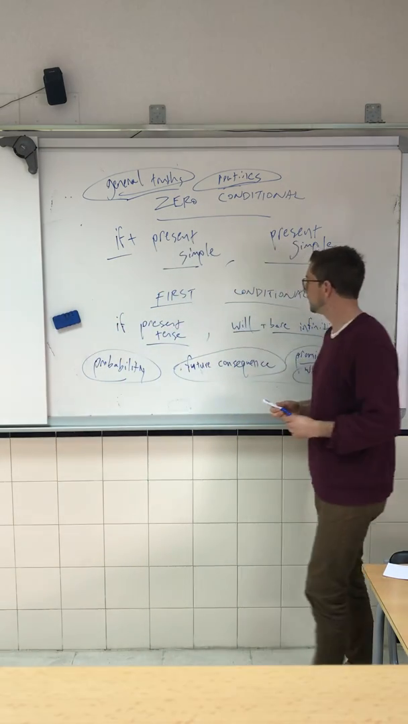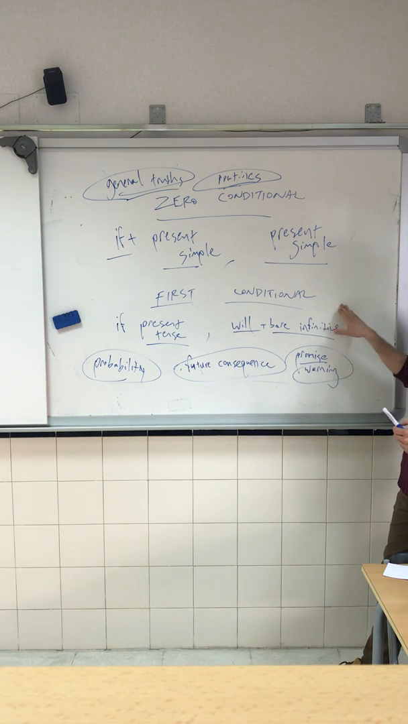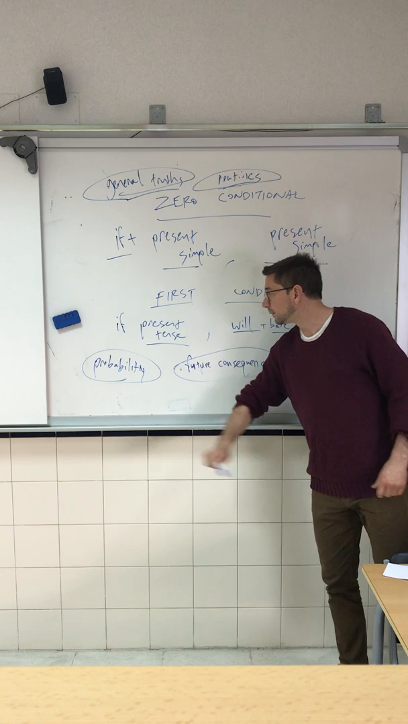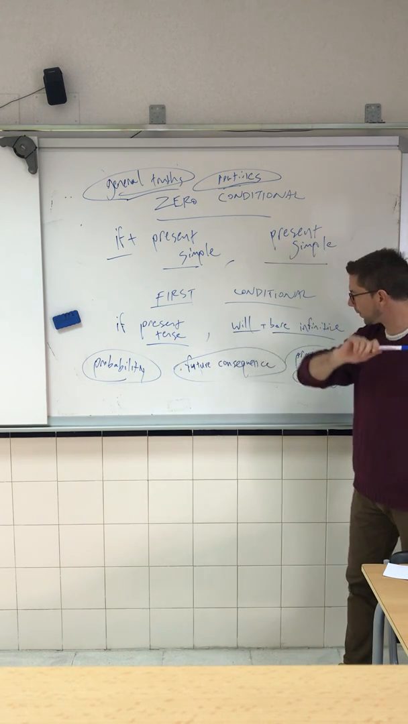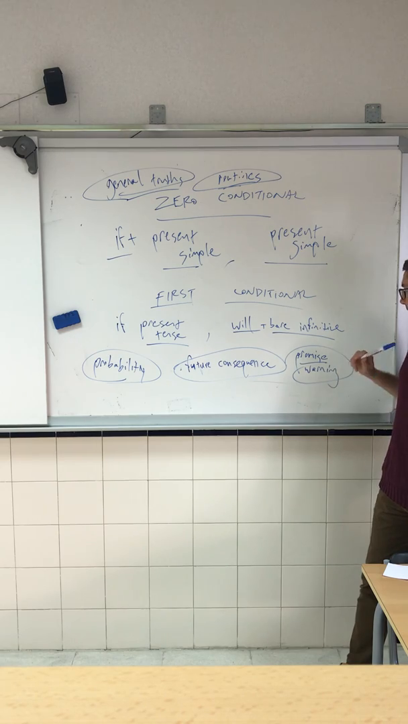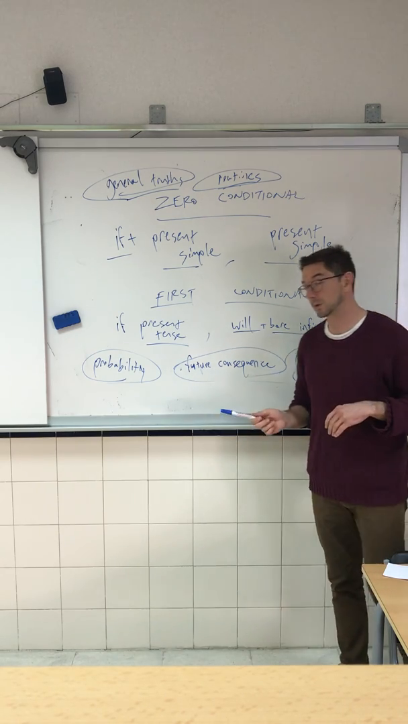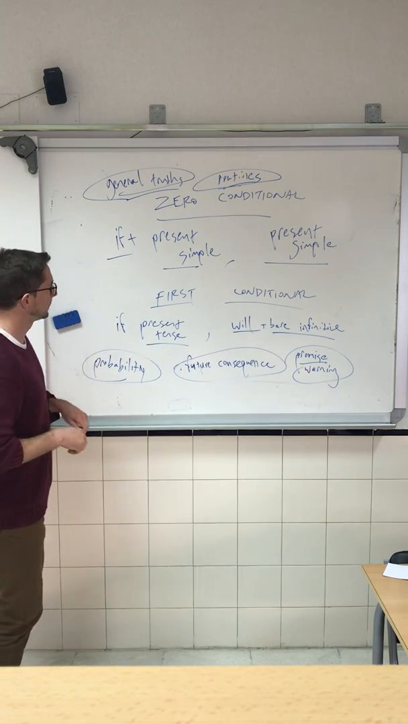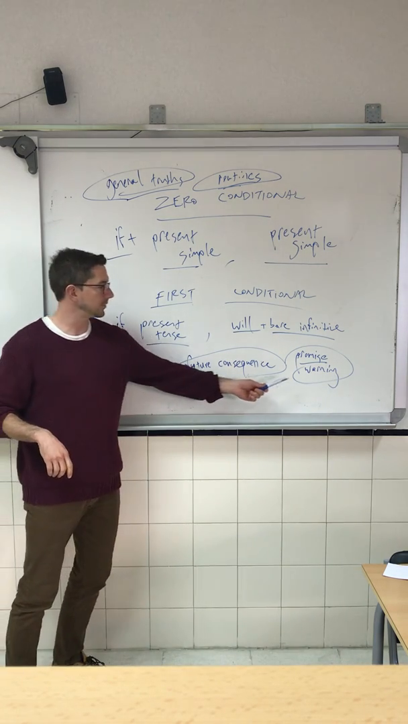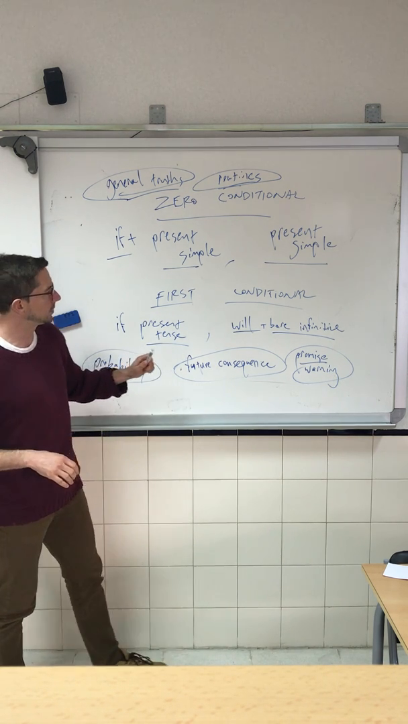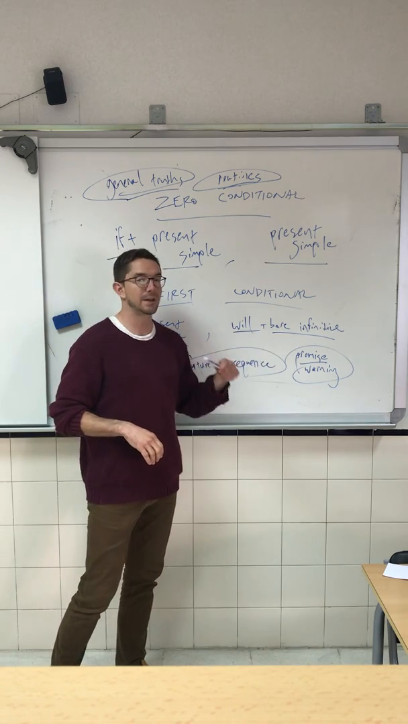So now the first conditional is a little different. We use the first conditional, importantly, for probability, for future consequence, and also for promises and or warnings, okay? So, let's think of some examples here. Perhaps we can jump immediately to a promise or a warning. If I eat too much, I will get fat.